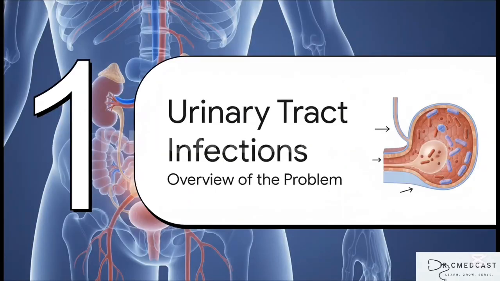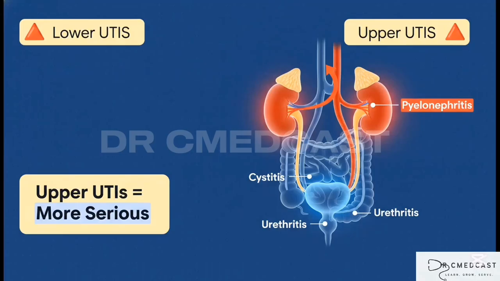Okay, so let's start with the basics. Before we can even talk about the drugs, we have to understand the clinical problem we're actually trying to solve. Now, you have to know that not all UTIs are created equal. We make a really crucial distinction based on anatomy. You've got your lower UTIs, which involve the bladder and urethra. Think cystitis or urethritis. These are by far the most common.